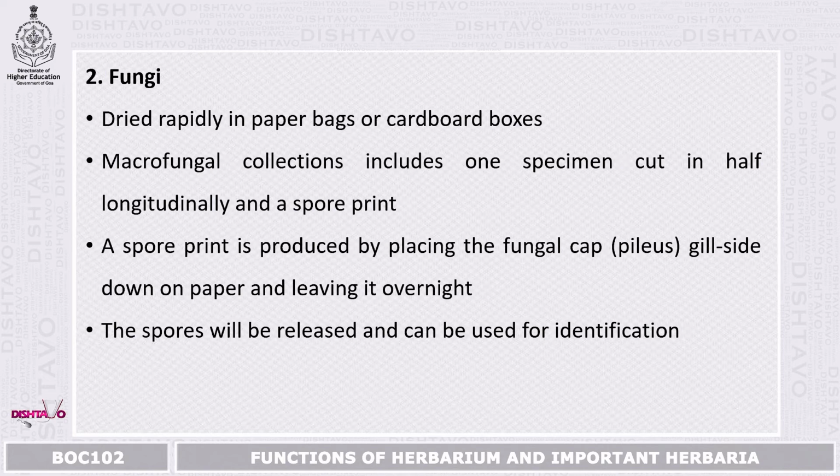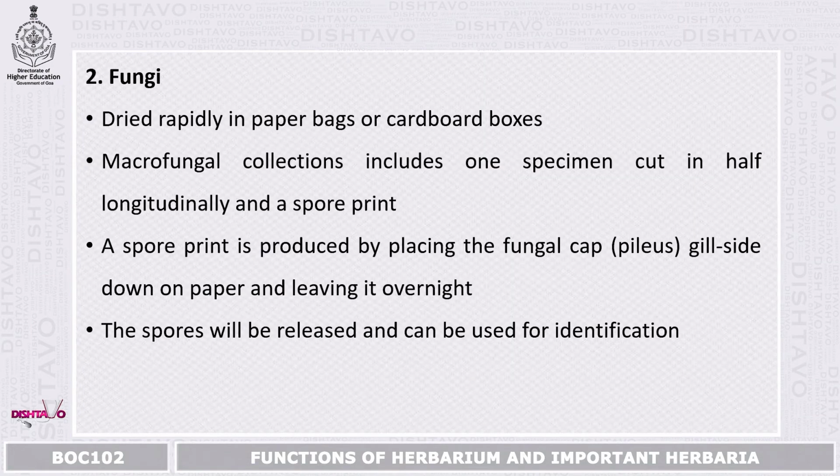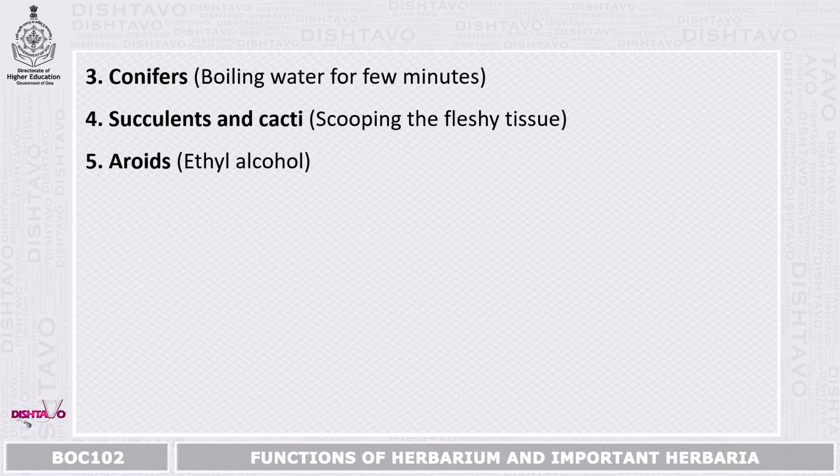For fungi, the fungus is collected and dried rapidly in paper bags or cardboard boxes. Macrofungal collections include one specimen which is cut in half longitudinally and a spore print. A spore print is produced by placing the fungal cap, that is pileus, gill side down on paper, and it is left overnight. The spores will be released and can be used for the identification process.